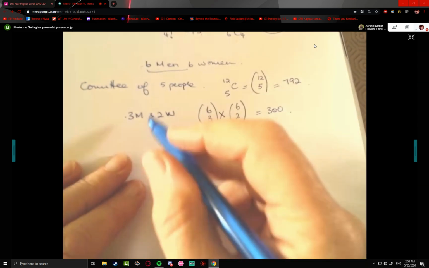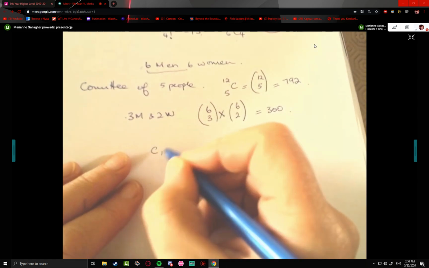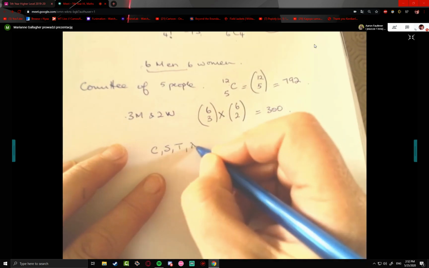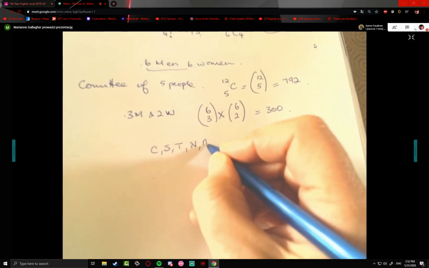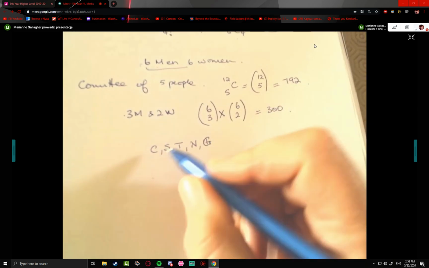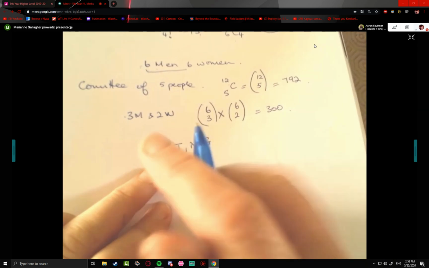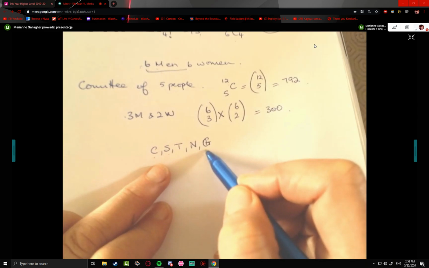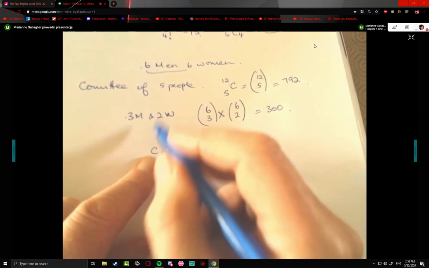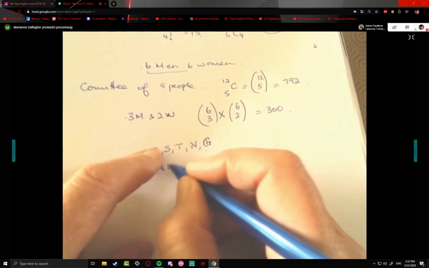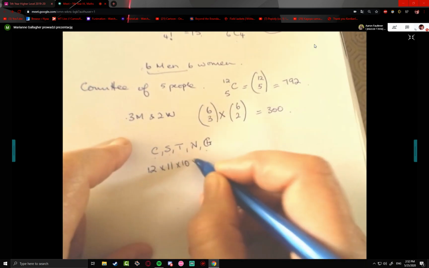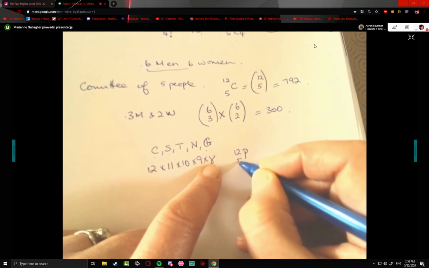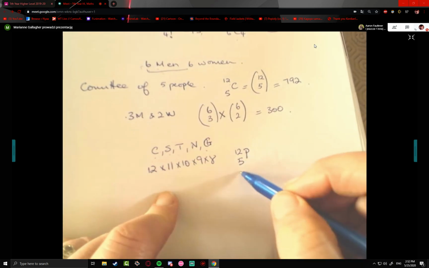Now, if you said that on that committee there had to be a chairperson and a secretary and a treasurer and a note taker and whatever, I'm just saying a general person. So say there had to be one person for each of those. So now you care who you pick for this, and this, and this. For the chairperson, I could have any one of the 12. For the next person, there'd be 11 left, then 10, then 9, and then 8. I'm more picky now because I care who's doing what job.